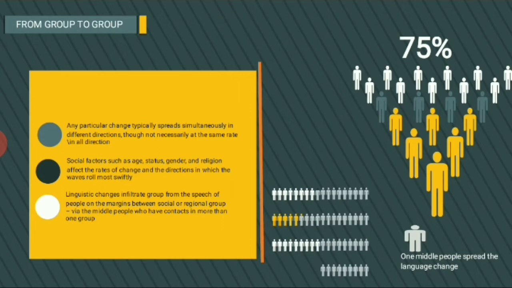So here we can see that the gray one in these pictures is in the middle of the community. So they have spoken the language from the yellow group and the white group. So it means in this community, in the gray community, there is a language change.